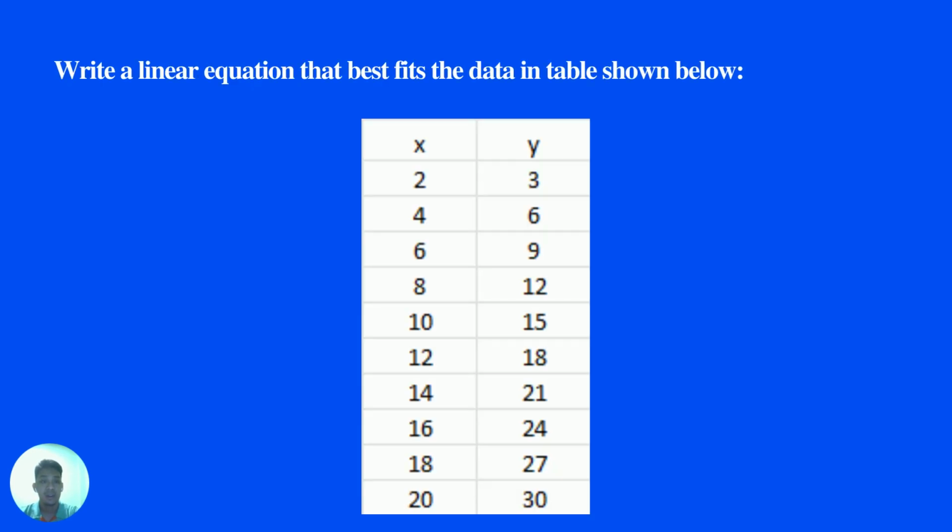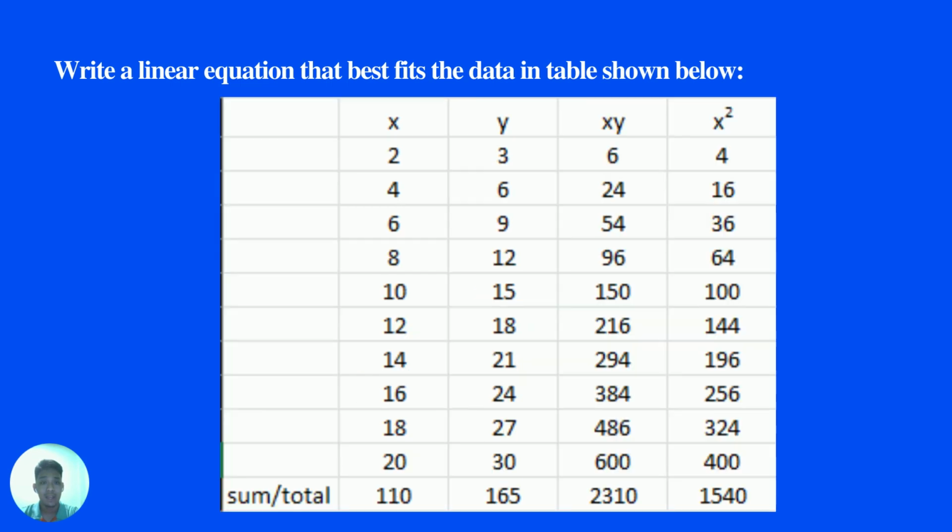We are going to write a linear equation that best fits the data in the table shown below. We have the x column and the y column. The x values are 2, 4, 6, 8, 10, 12, 14, 16, 18, 20, and the y values are 3, 6, 9, 12, 15, 18, 21, 24, 27, 30. First, we are going to add two columns: an xy column and an x squared column.